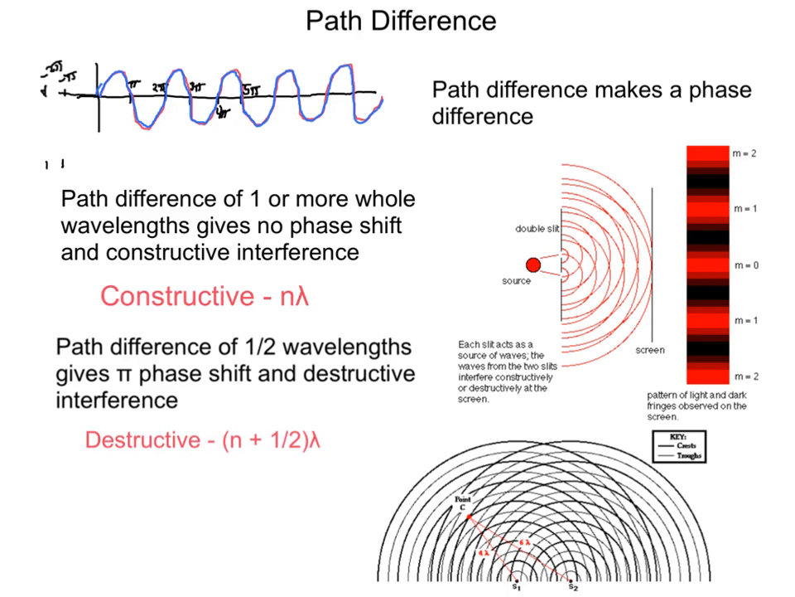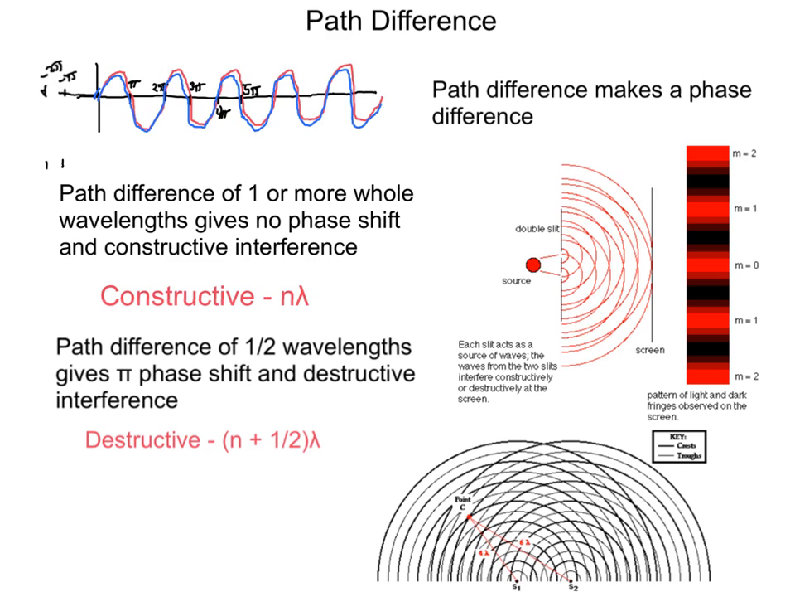Now, a path difference of one or more whole wavelengths gives you no phase shift, and it's going to give you constructive interference. So let me show that here on this little drawing up here. I have two waves, one in red and one in blue. So there's the red, here's the blue. And whenever there is no path difference, they both start from the exact same place. Obviously, you have constructive interference. You can see how everything lines up.